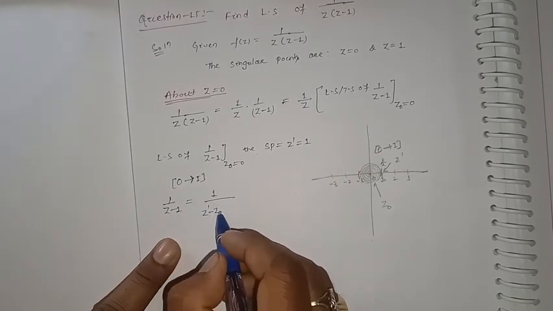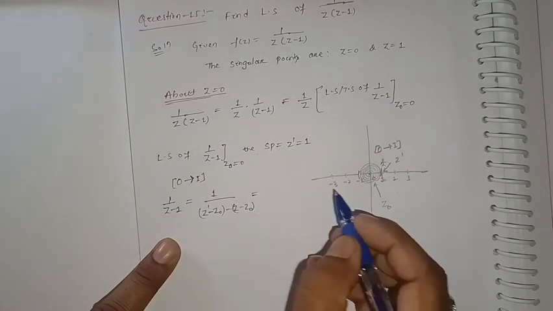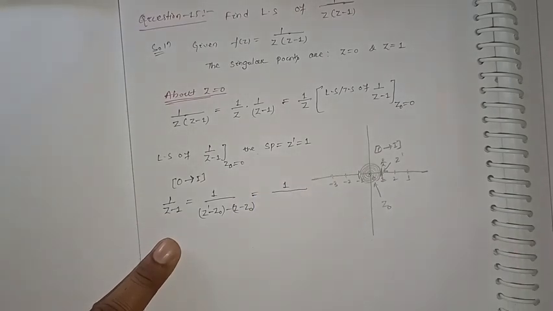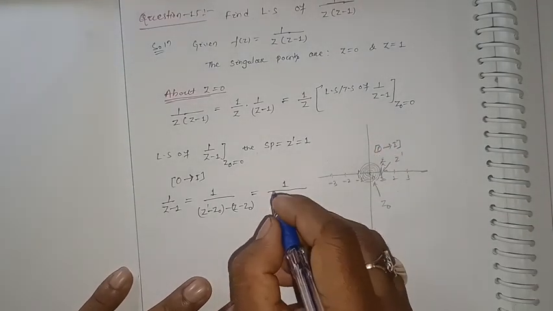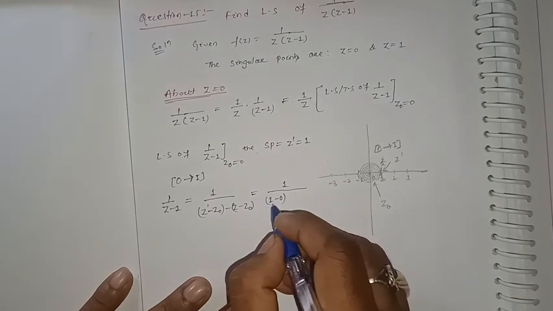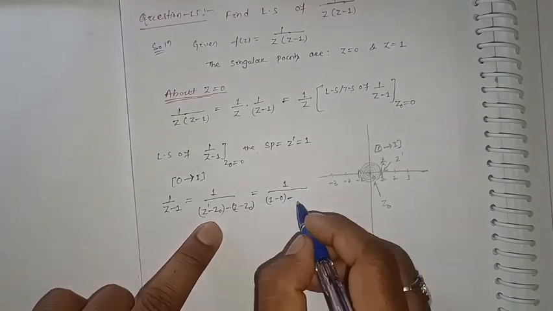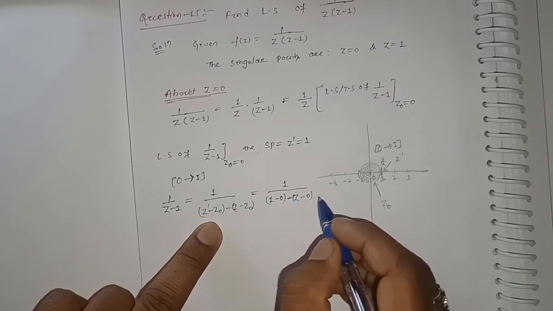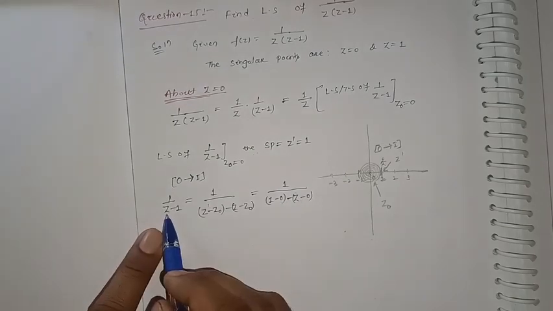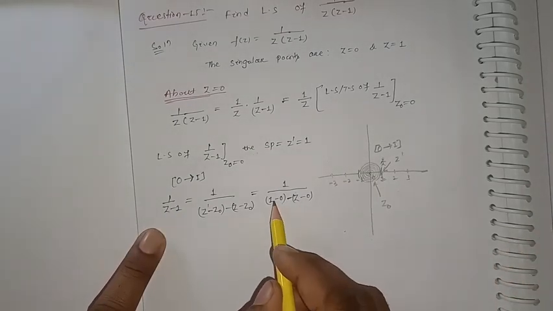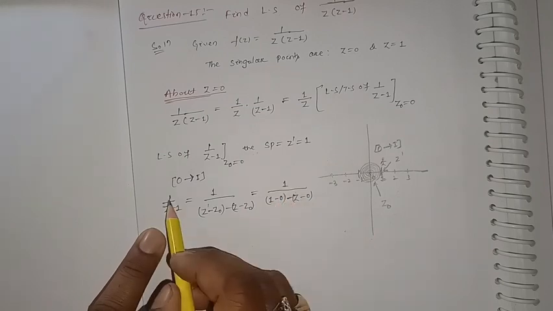minus z0 minus z minus z0, right? Okay, will be equal to 1 by, here z dash is how much? Z dash for this case is your 1. Just write 1 minus z0, z0 is your 0, minus z minus z0 is 0. So here we have to compare this with our original function, 1 minus 0 minus z. That means it will be 1 by 1 minus z, but we have z minus 1.